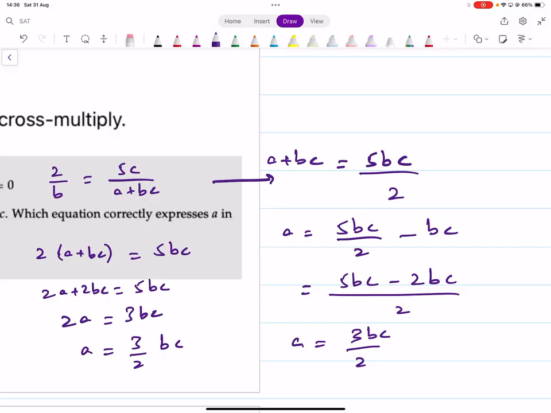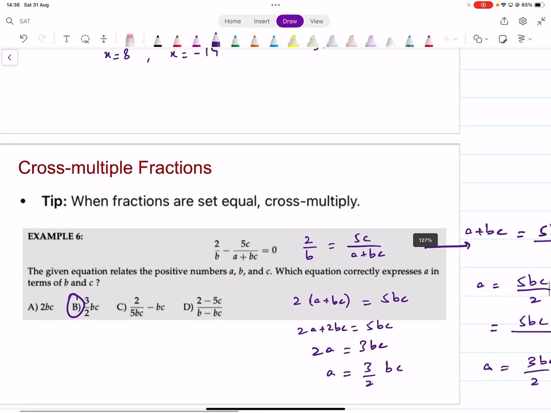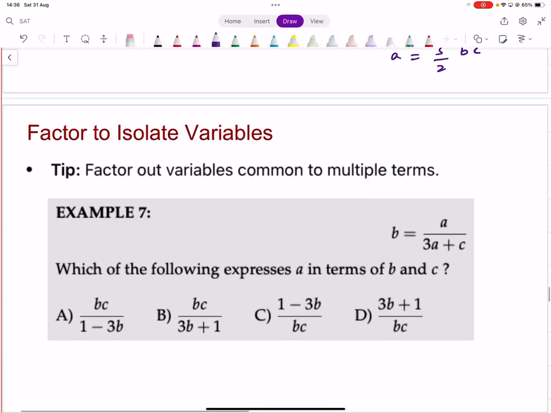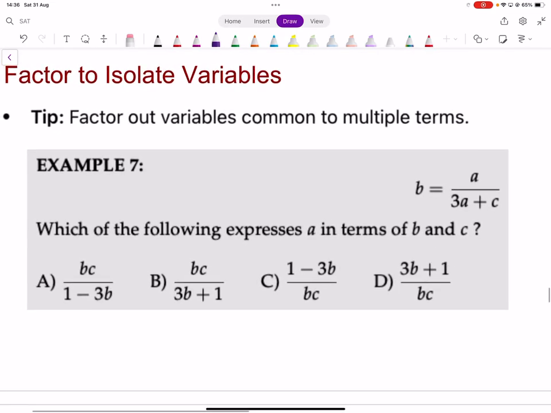All right? Fairly straightforward stuff, right? Nothing complicated. Can we move on? Fractions में इस तरह से आपको अक्सर क्रॉस मल्टीप्लाई करना होता है. अच्छा. Let's look at this now.